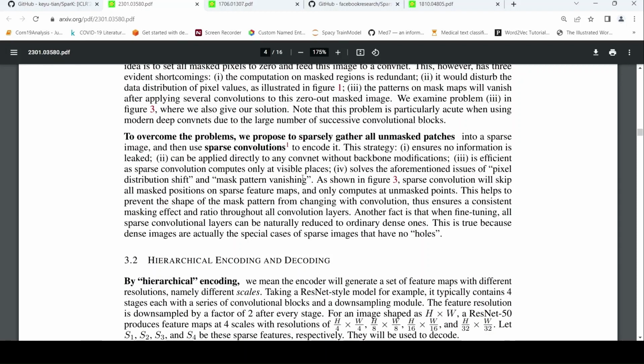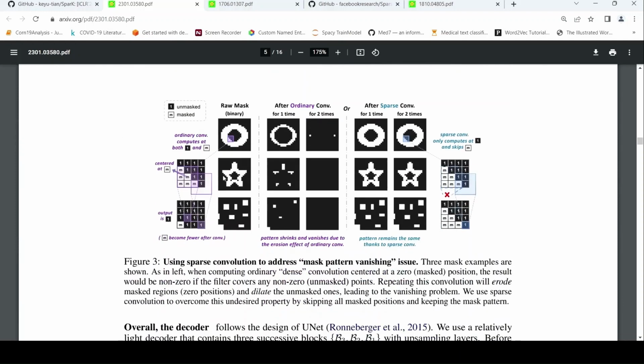Okay, now what is this sparse convolution at a very high level? They explain it in this particular figure over here. If you have a binary mask like this, where the dark areas are unmasked and the white areas are masked, and you apply your normal convolution operation, what is seen is that by repeatedly applying the convolution, your mask information is lost. It causes dilation and there is loss of this mask information.